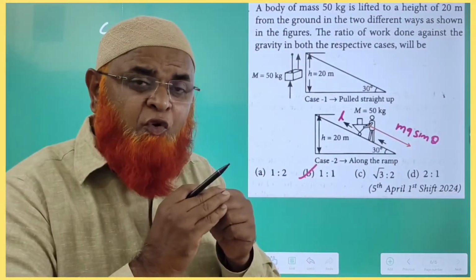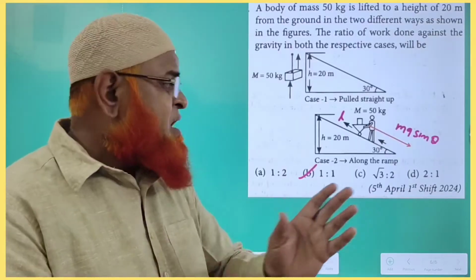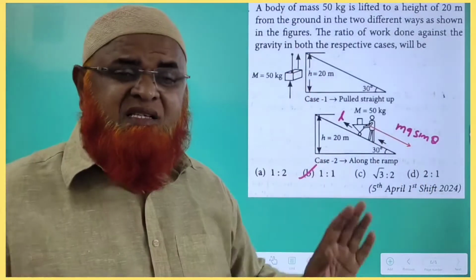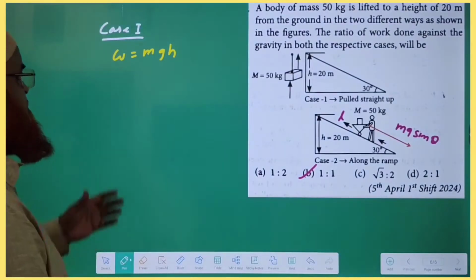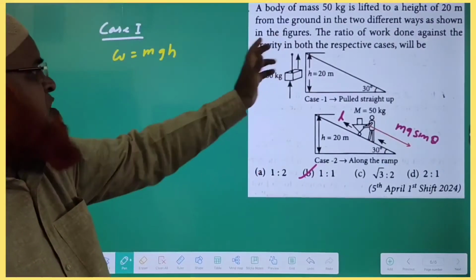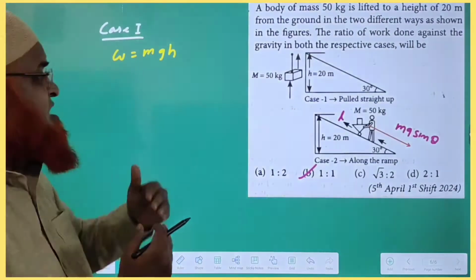You know, gravitational force is a conservative force. In whatever direction you go, the same work will be done. How? I am going to show you. Let us see here now. So first, if you take directly upwards, work done is nothing but the potential energy, which is mgh.